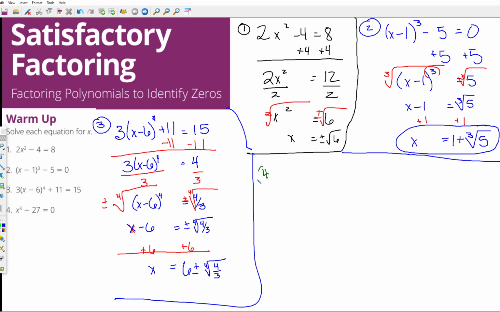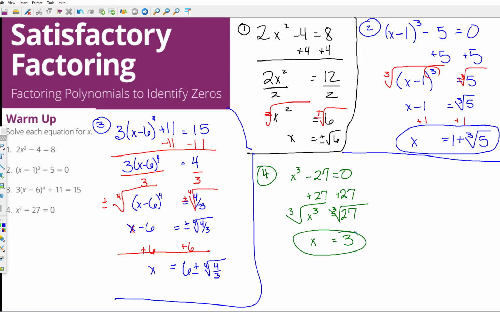And then on the 4th one, we have x cubed minus 27 is equal to 0. What would I do first? So x cubed is equal to 27. What would I do next? Take the cube root. Is that an odd or an even root? And so there's not a plus or minus. There is a number times itself 3 times that gives you 27. That's 3. So that's the answer.